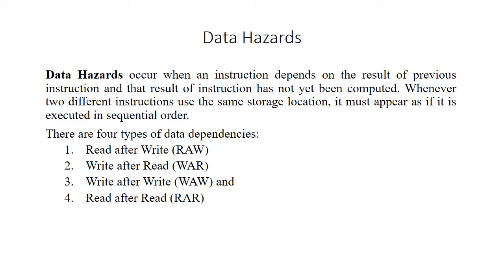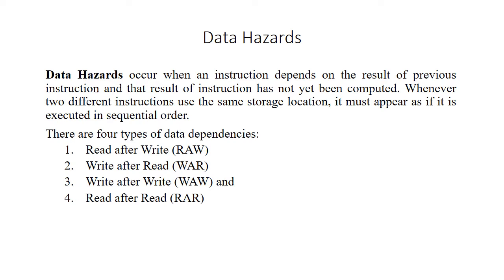What is a data hazard? Mainly, a data hazard is a dependency, like when one instruction depends on another instruction. That means a data hazard occurs when an instruction depends on the result of a previous instruction and that result has not yet been completed. Whenever two different instructions use the same storage locations, it must appear as if they are executed in sequential order.